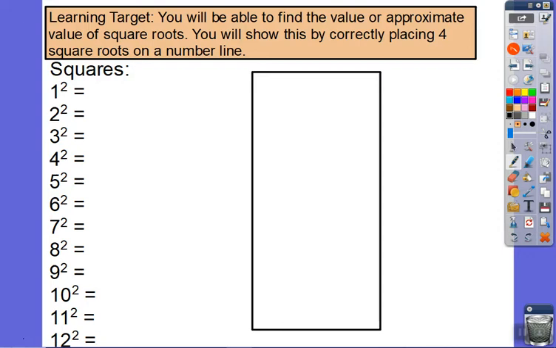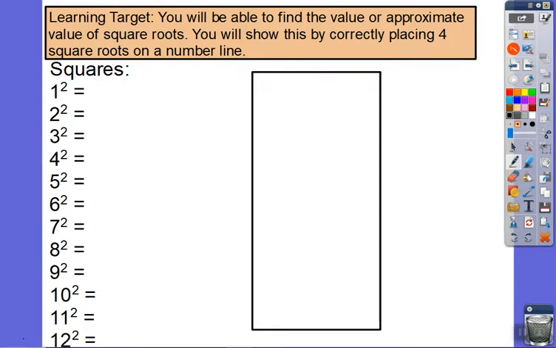So we're going to be starting a new unit. We're all set on the two-way tables, and we're going to be looking at square roots. Now, we've done square roots before, but we're going to start doing ones that don't work out nice. Okay, so let's start with the squares.